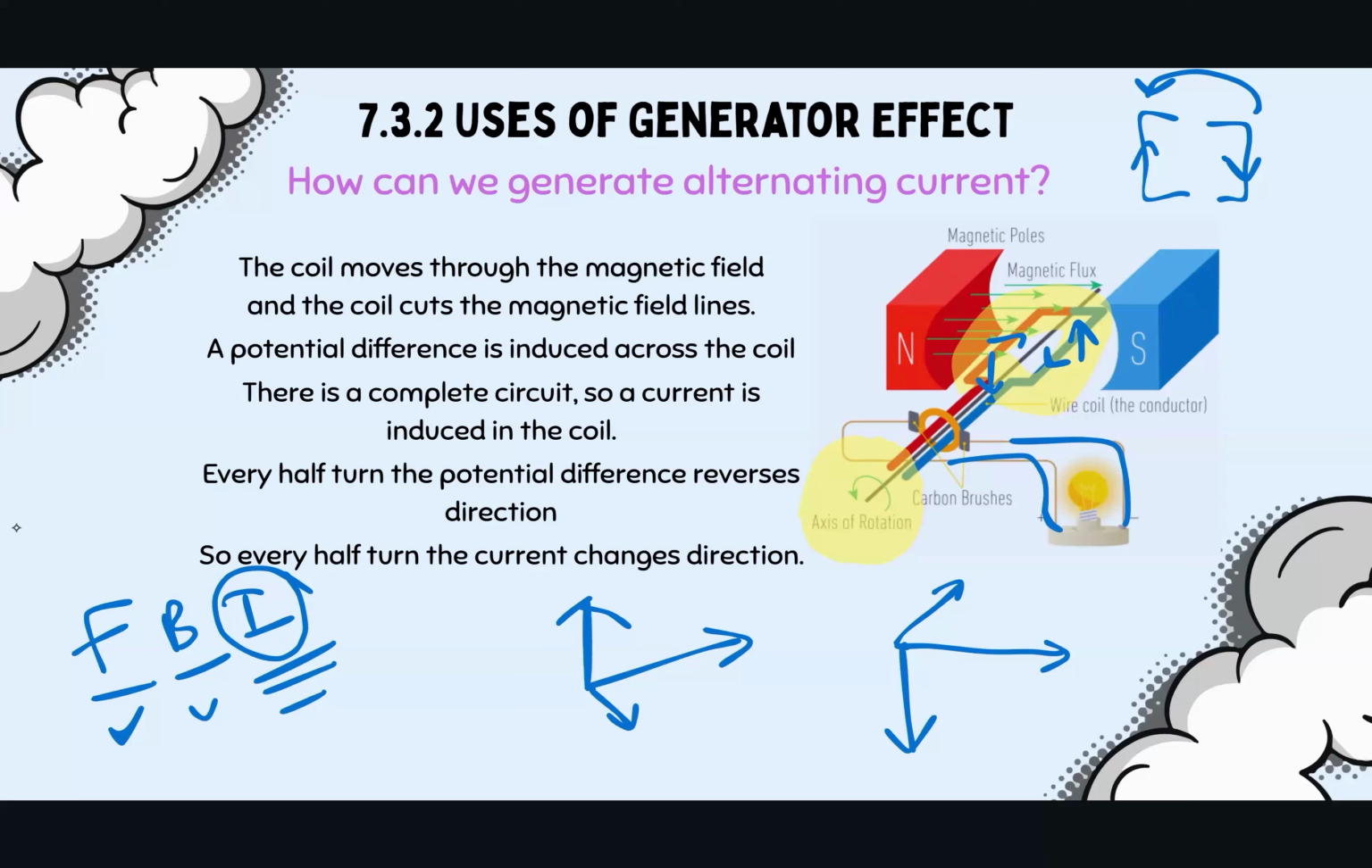We're creating current. Because we're reversing the potential difference, we're pushing the electrons in one direction, and then pushing them in the opposite direction. So the current also reverses. This constant reversing of direction every half turn means the current is alternating. That's why we call it alternating current.